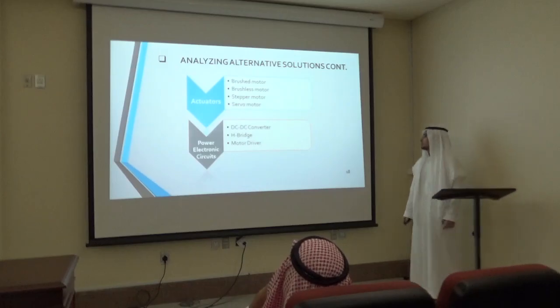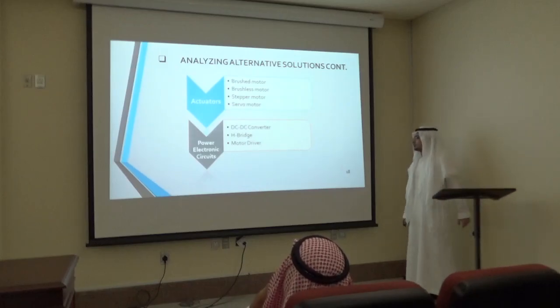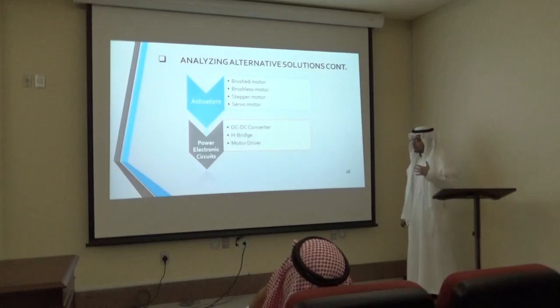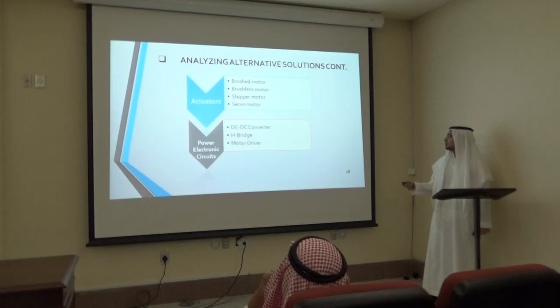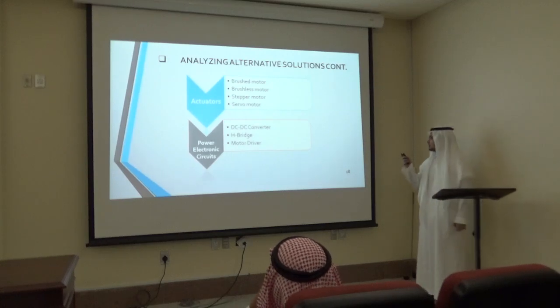Let's talk about the power electronics circuit. The purpose of the power electronics circuit is to control the flowing electrical energy by supplying volts and currents best suitable to the loads. As you can see from the slide, there are 3 possible power electronic circuits for our project: the DC-DC converter, the H-bridge, and the motor driver.